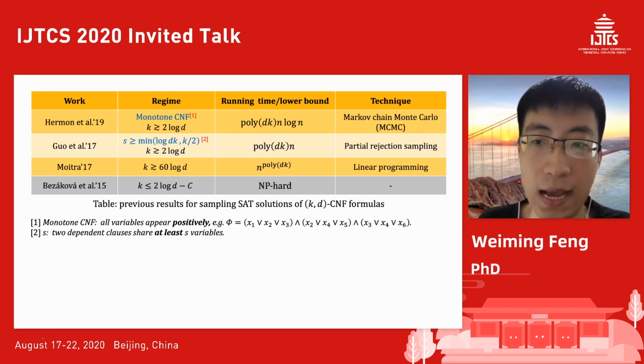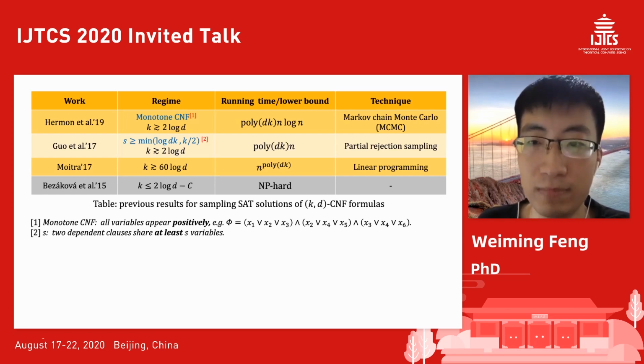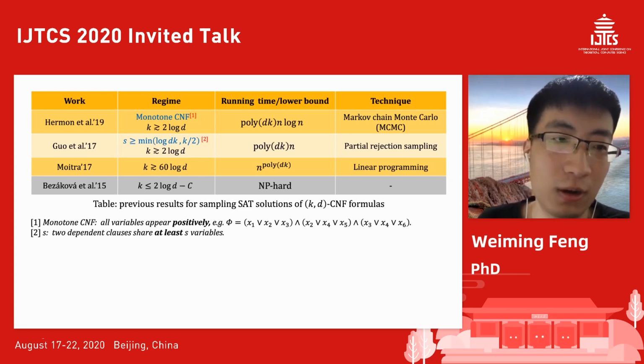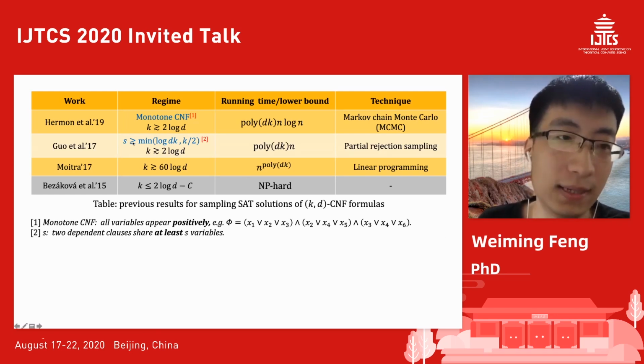Guo et al. came up with a partial rejection sampling algorithm that samples CNF solutions in linear time. However, their algorithm still has an extra requirement on the CNF formula: any two clauses either do not share any variable or share at least s variables. So it still works only on a specific class of CNF formulas.